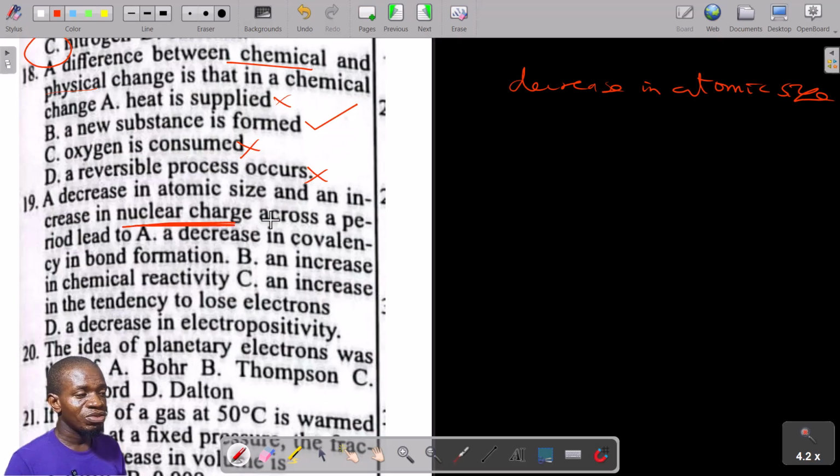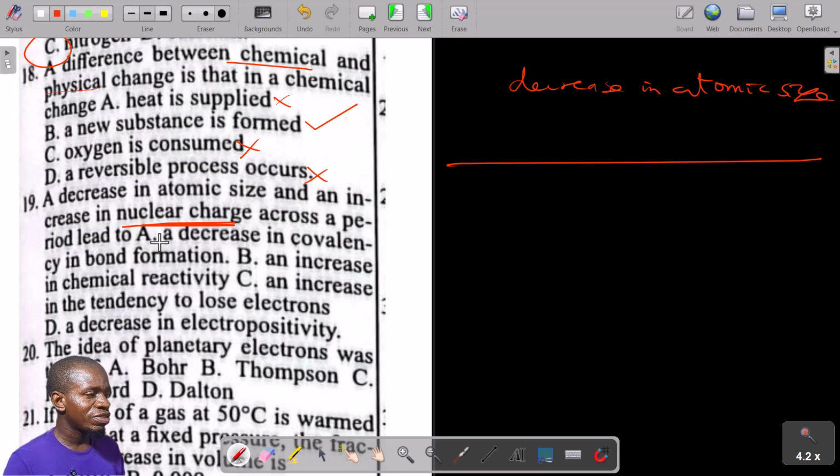Let me tell you what is going to happen. Across a period, let's say period 2, if you're going from left to right, what will happen? Even though the size of the atom is decreasing and the nuclear charge is increasing, it simply means that the element is becoming more electropositive.